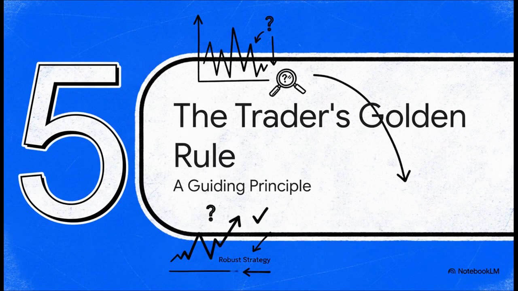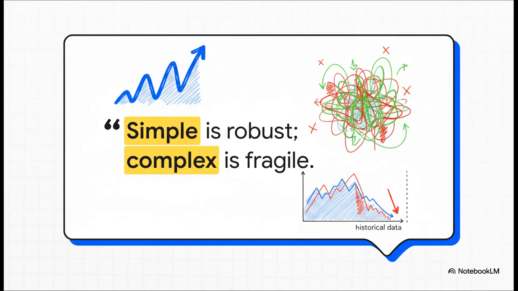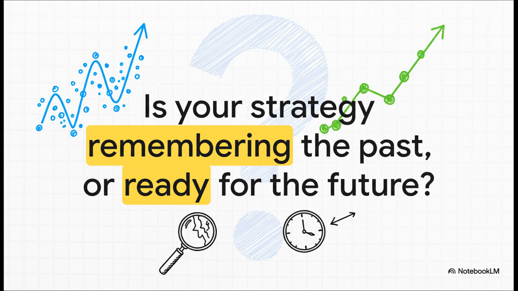You know, after all the techniques, all the tests, it really all comes down to one simple, powerful guiding philosophy, a trader's golden rule that can save you from a world of pain and financial loss. And this is it. Simple is robust, complex is fragile. Burn that into your brain. In the world of trading strategy development, complexity is your enemy. It's what creates fragility and opens the door wide for curve fitting. The strategies that actually last, the ones that make money year after year, they're almost always based on simple, elegant, and logical ideas.